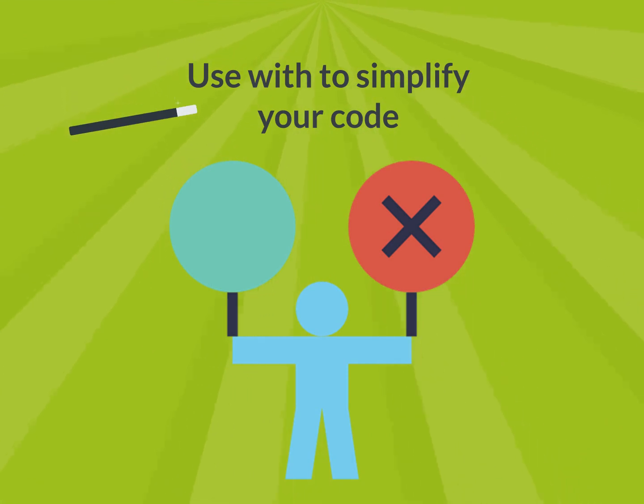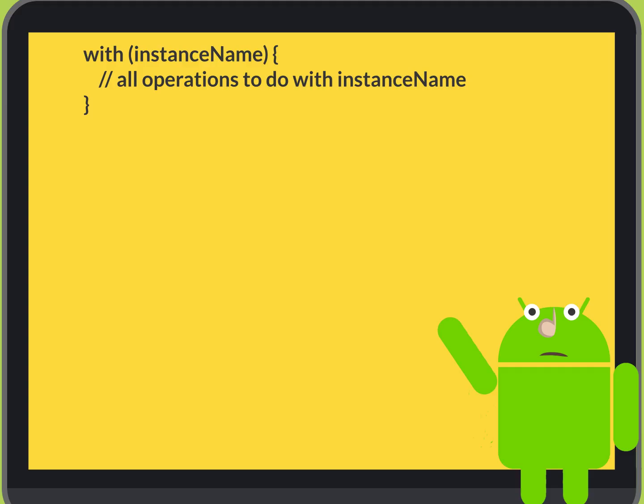Use with to simplify your code. When you use a specific instance of a class and need to access several properties and functions of that instance, you can use the with statement to say, do all of the following on this instance object. Start with the keyword with, followed by the instance name in parentheses. Then enter the curly brackets and specify what you want to do within them.